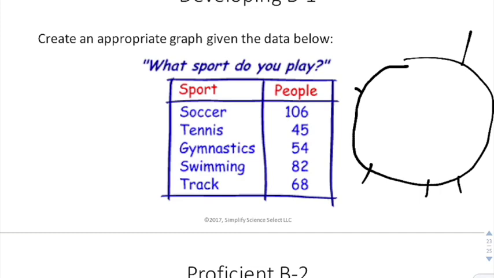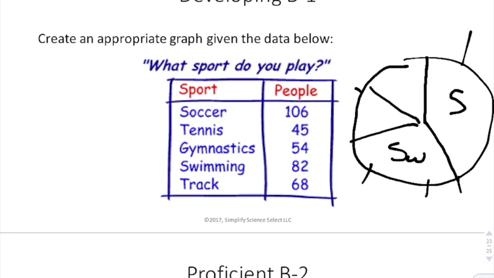If you were to look at the pieces, the best way to do this would be with Excel software. But if you were to look at just kind of freehanding it, you'd have something that looks like this. By far, the biggest piece of this is going to be soccer. Okay, the next biggest piece is going to be swimming, and then the next biggest piece is going to be track, and then you're going to go down from there to gymnastics and tennis.